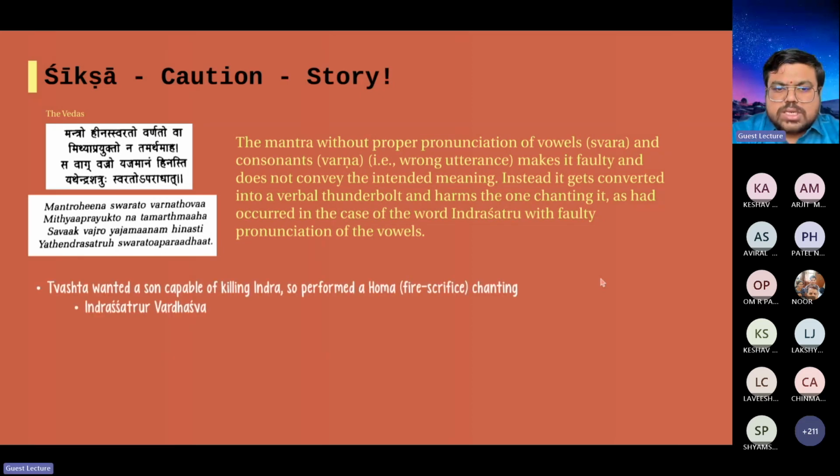So Tvashta wanted a son capable of killing Indra and hence performed a homa. Homa means a fire sacrifice. And he utters a word called Indrashatrur Vardhasva.